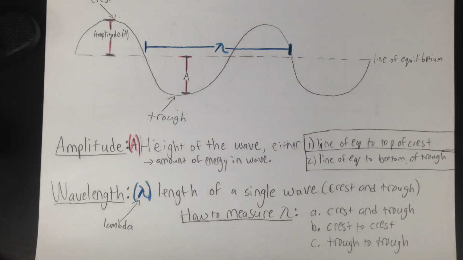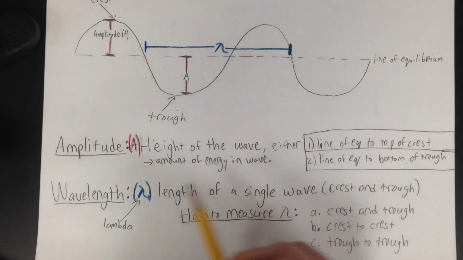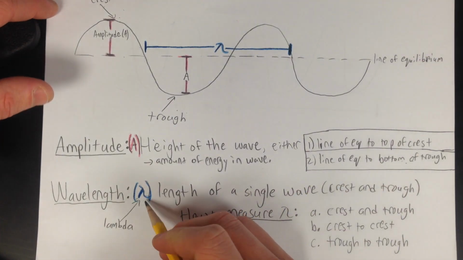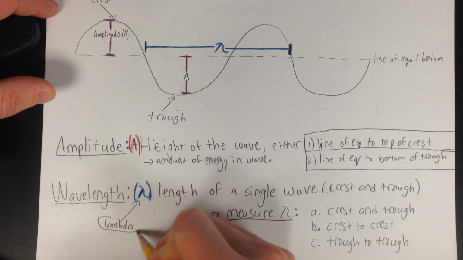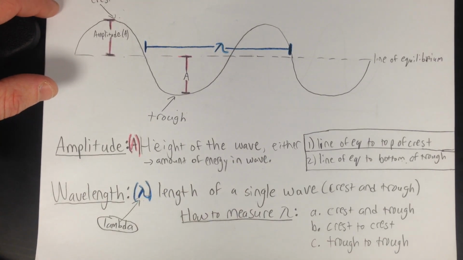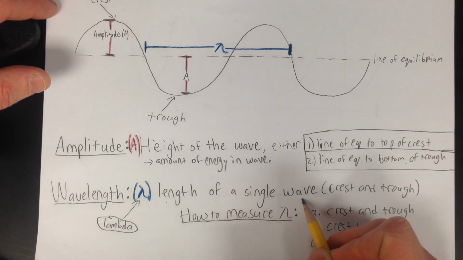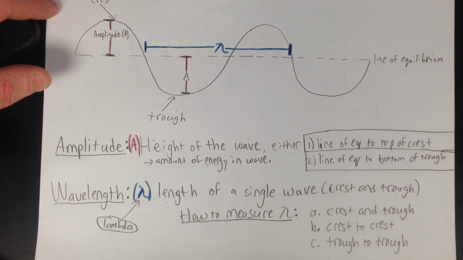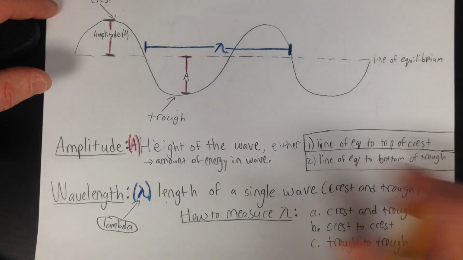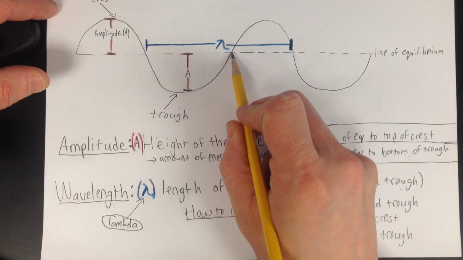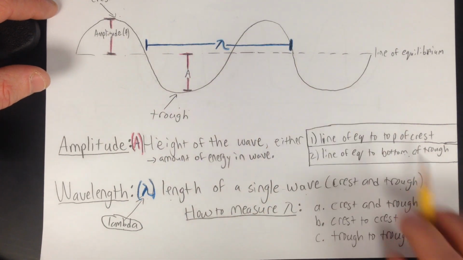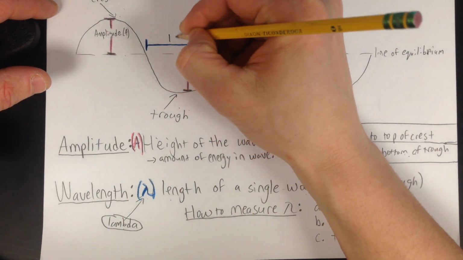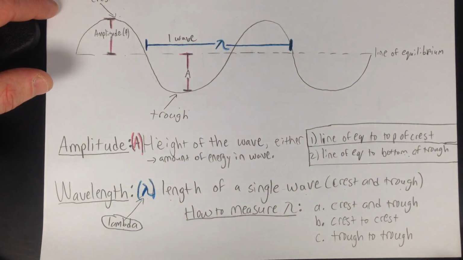Alright. The next measurement we're going to look at is wavelength. And it has an abbreviation you probably haven't seen before. Alright. That abbreviation is this upside down Y looking thing. It's called lambda. It's a Greek letter. The wavelength is the length of a single wave. That means the length of a crest and a trough together. Alright. You can see we label it on our diagram. There's a trough, there's a crest. The length of those together is one wave. And that is the wavelength, is however long that one wave is.